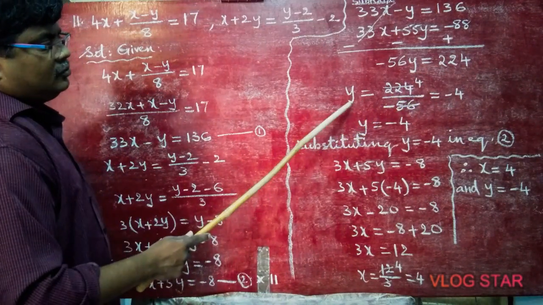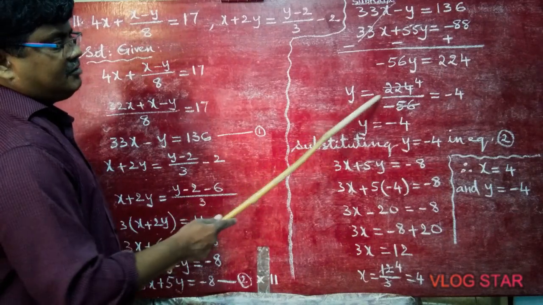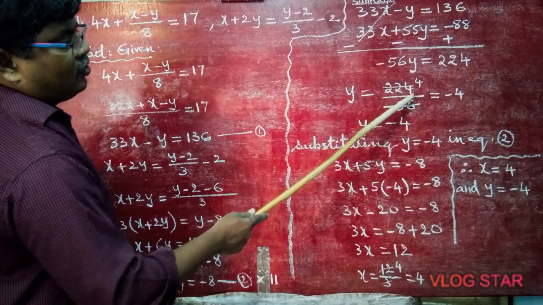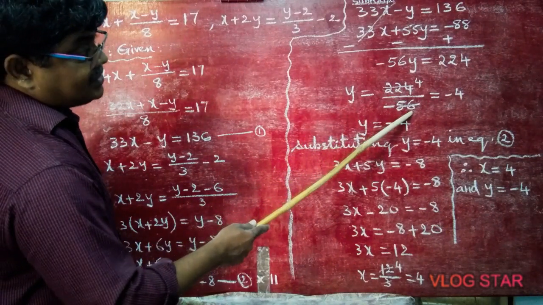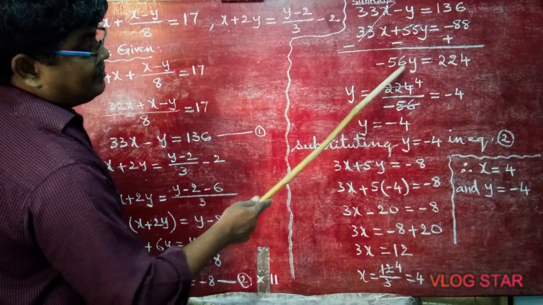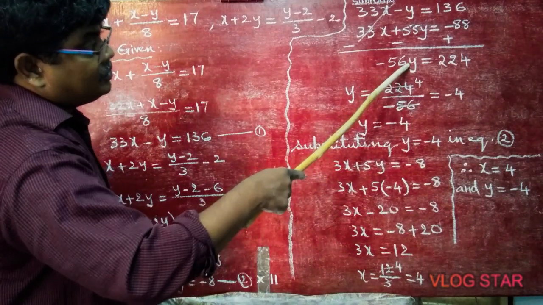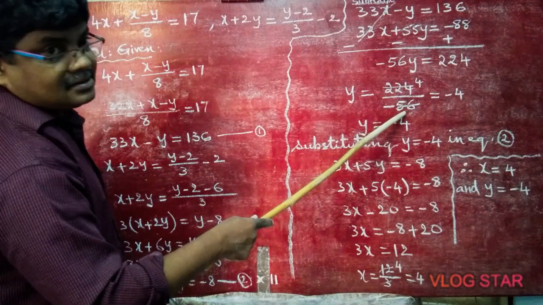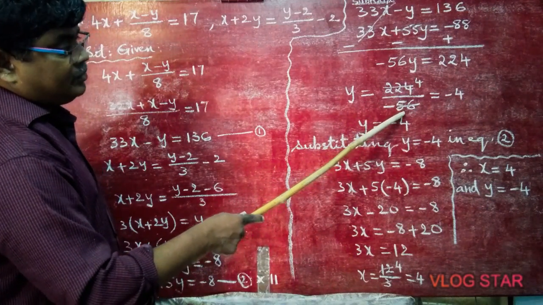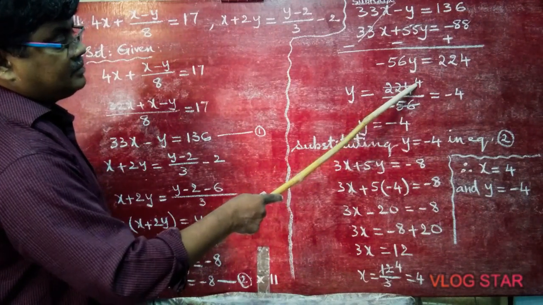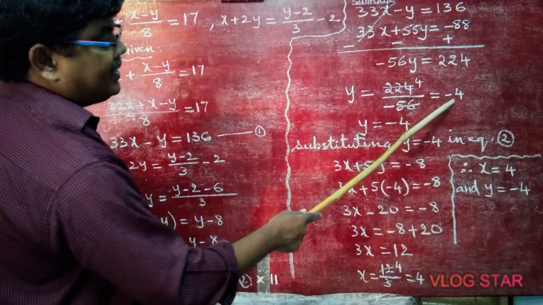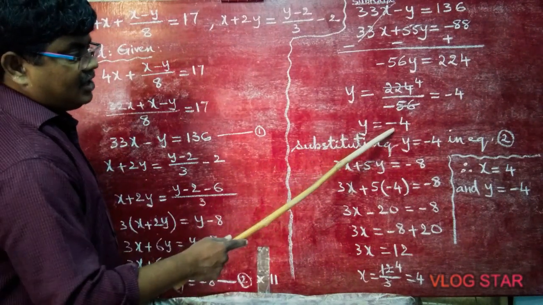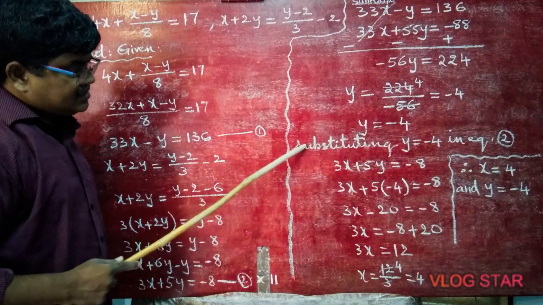224. Now we are going to find the value of y. y is equal to 224 by minus 56. Minus 56 y means minus 56 into y, multiplication becomes division with the sign. 56 goes 4 times. So y is equal to minus 4. Therefore the y value we got is minus 4.